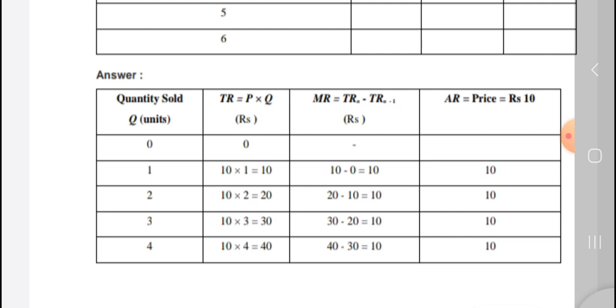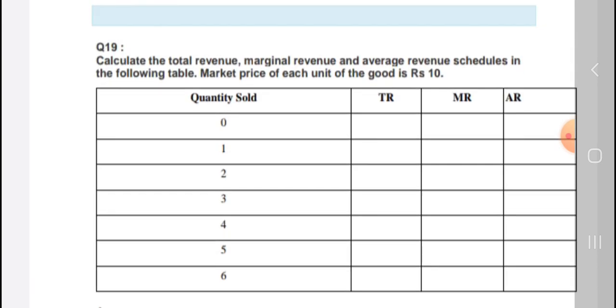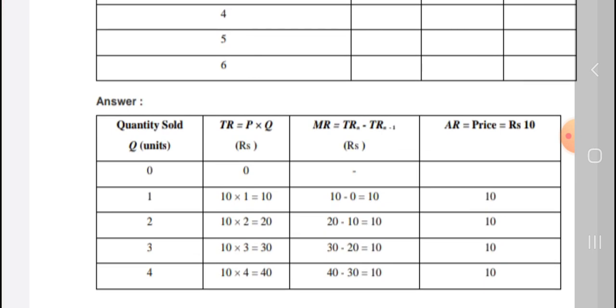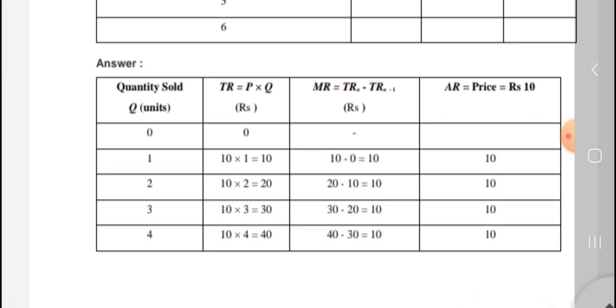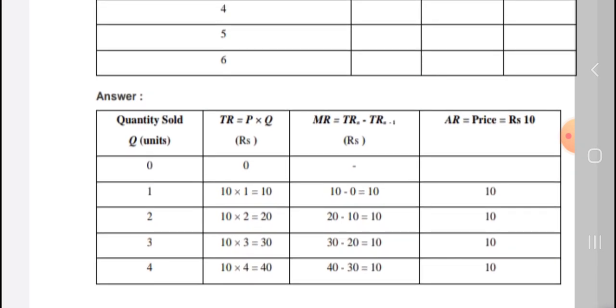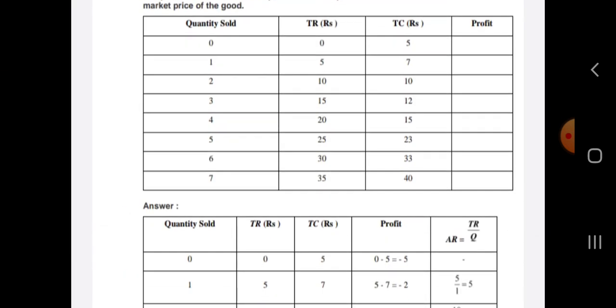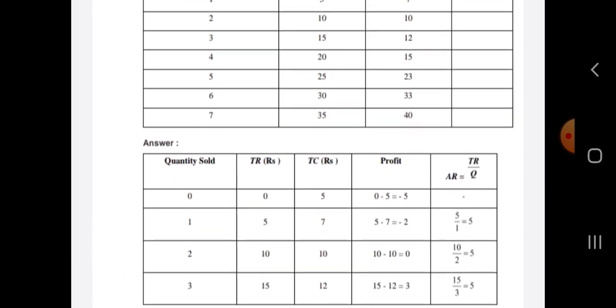Then here, TR n minus TR n minus 1, that is the marginal revenue formula we learned now, and we have to put that formula here. Marginal revenue is equal to TR minus TR previous, that is 10 minus 0, 20 minus 10, and 30 minus 20. All this we have to put and solve.